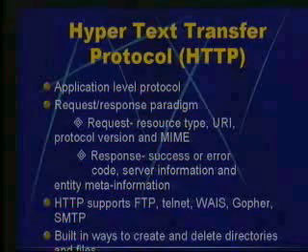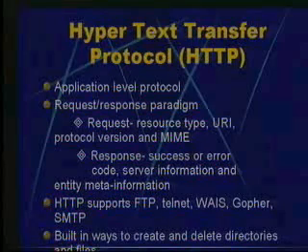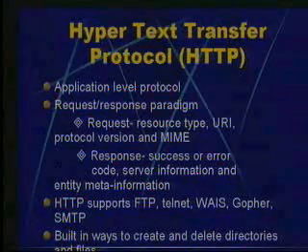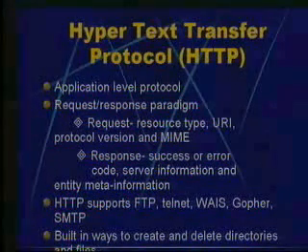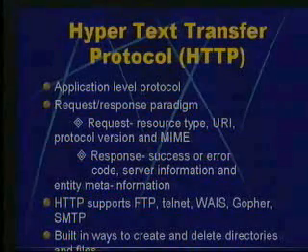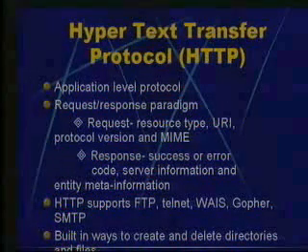Then comes response success or error code, server information, and entity meta information. Suppose that you go to a site and the server is down on the other side. Then you will get a code number along with a message saying that the server is down. Suppose that you are going to a URL subdirectory for which you are not authorized, then it says access denied, or it may ask you for a username or a password.